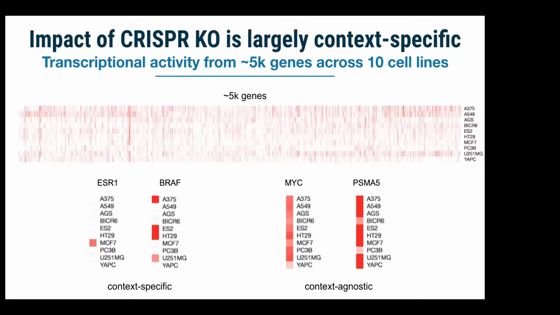and it winds up in many cases being very cell line dependent. So there are some examples here below where estrogen receptor knockout is really only giving an active signature in MCF7, and BRAF knockout is only giving a strong signature in BRAF mutant cell lines, which I think makes sense. There are other genes which are more context agnostic, such as MYC and this proteasome subunit, where in almost all of the cell lines, you get a strong signature by knocking out that gene.